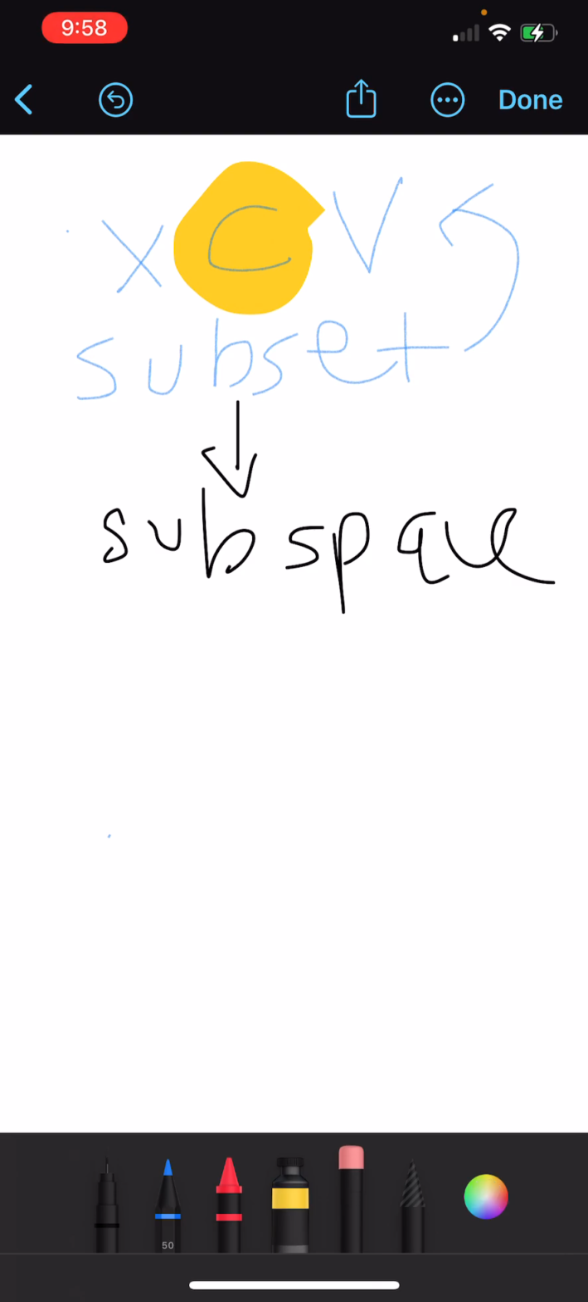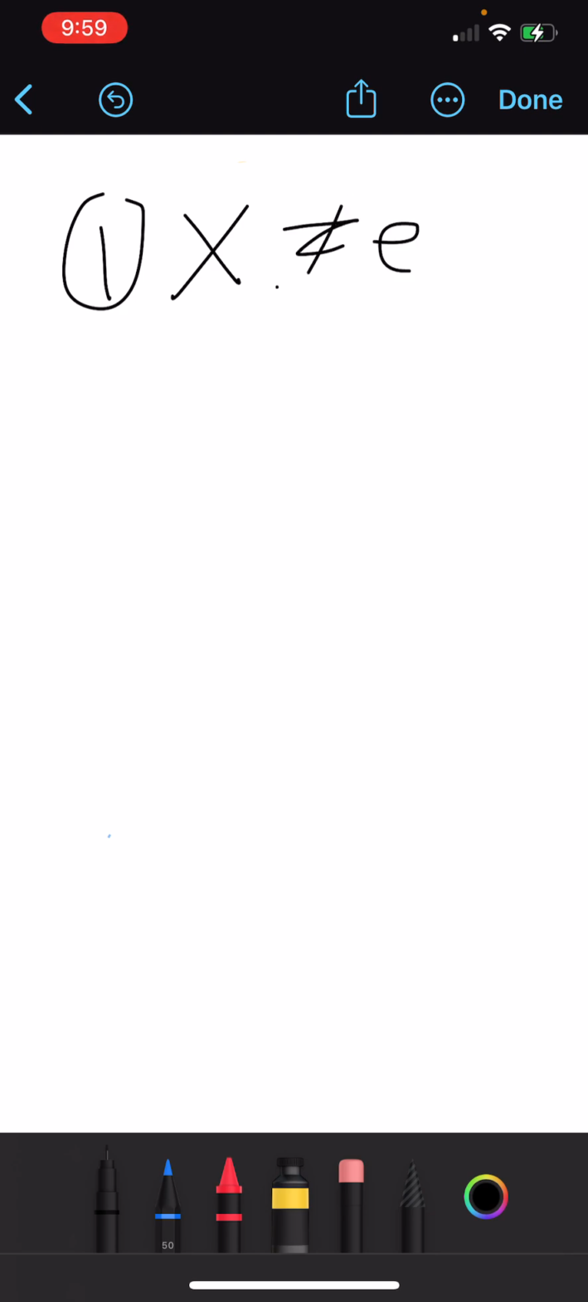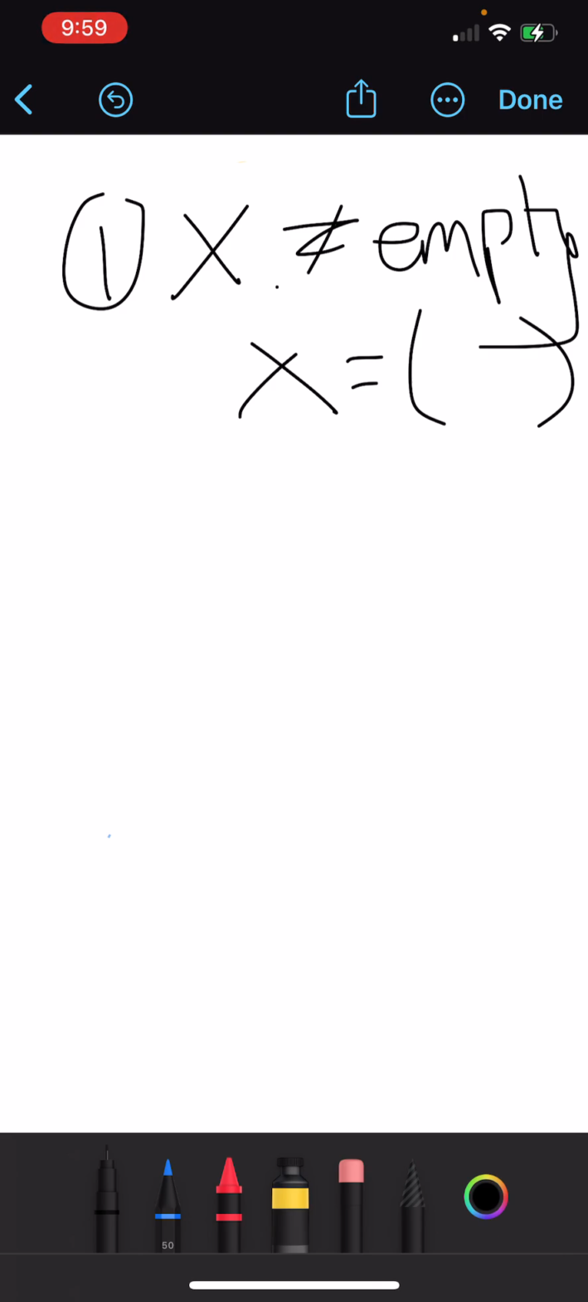So the first condition is that our X, which is again a subset, cannot be empty. We cannot have X as an empty set. So X can't just be nothing. It has to have elements in it.